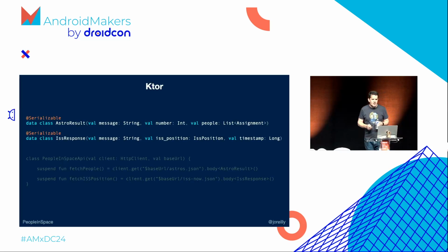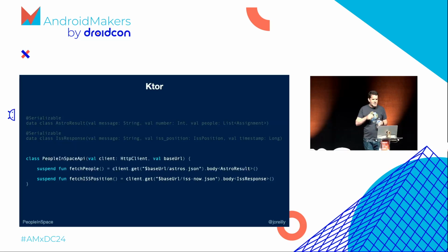And finally, this is the code we use to make the queries along with the associated data classes. We have data classes for the list of people and also for the position of the International Space Station. And then two methods in the API class that use Ktor to make requests to the backend, with Kotlin X serialization being used under the hood to deserialize the JSON we get back into those data classes. And again, we use Koin here to inject the HTTP client object into the people in space API class.